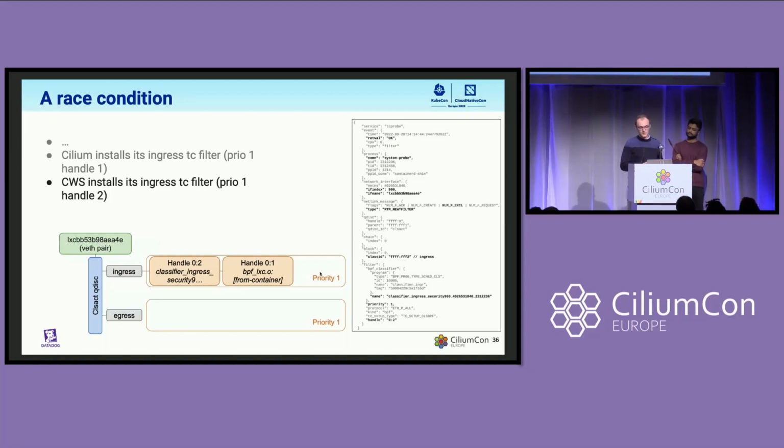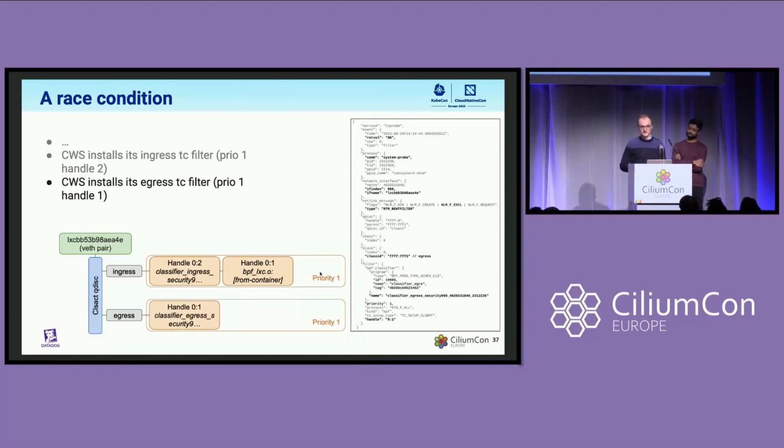And this is how we detect the new interface and decide to add our own TC programs as well. So here you can see that we have our own classifier ingress security program, and it's using handle 2. Again, we didn't hard code any handles, so this handle is actually provided by the kernel. And the race actually occurs when we end up being faster than Cilium to instrument the interface that Cilium created.